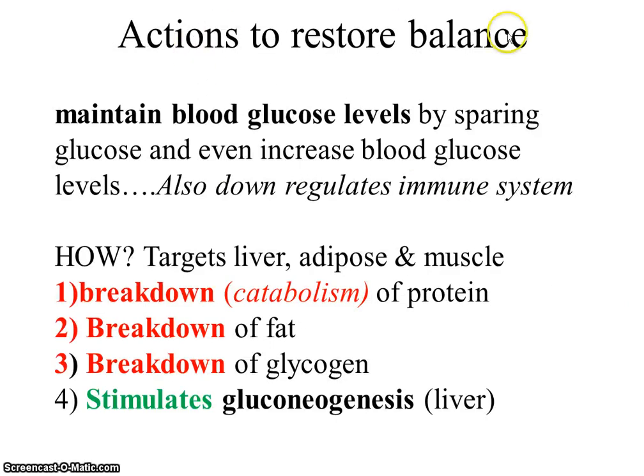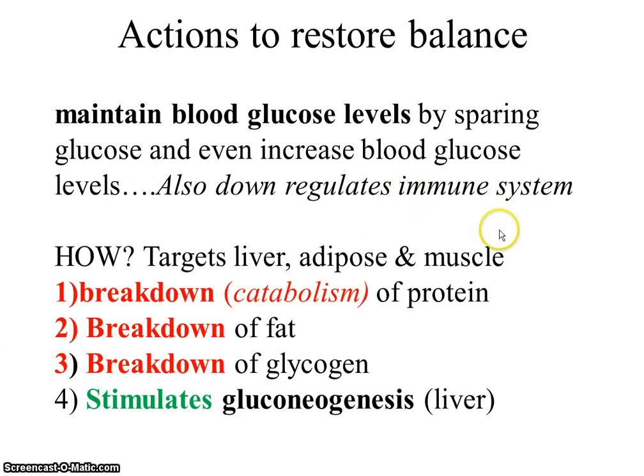All right, so how does it restore balance? It's first and foremost to do with glucose. And again, when you're in a stress state, you need energy. It's an energy demanding state, so you use up glucose quickly. So cortisol is going to help you to keep your glucose levels constant in the blood. So I say it does this by sparing glucose and even increasing the levels. Okay, and it has some regulation of the immune system here.